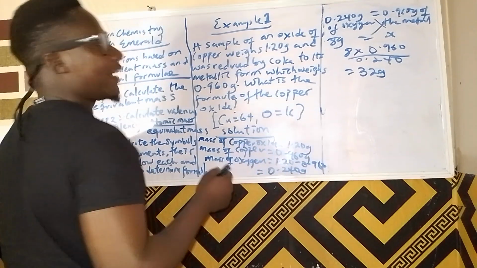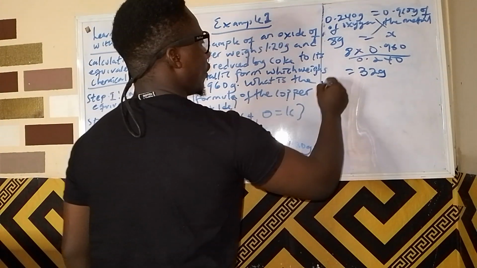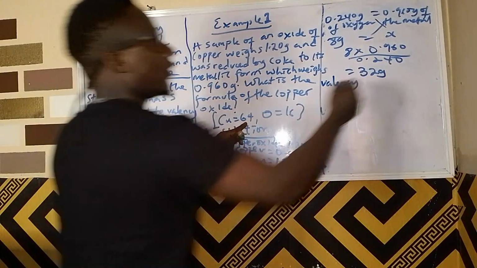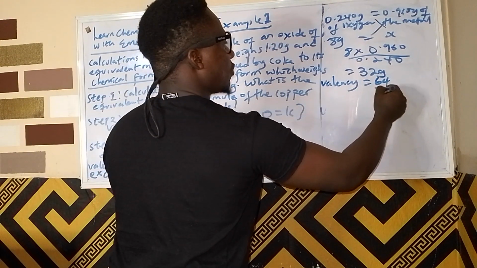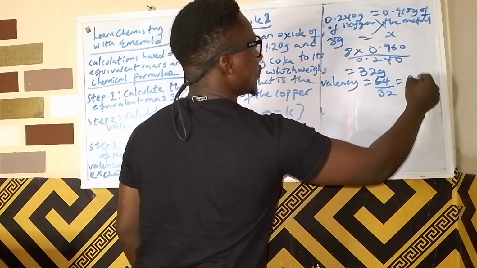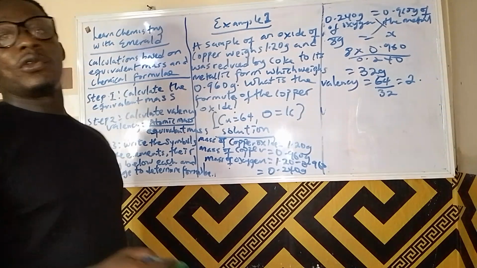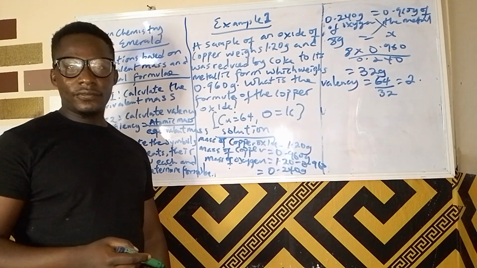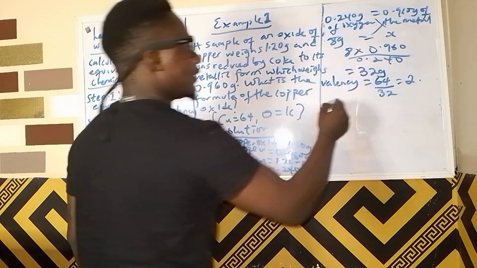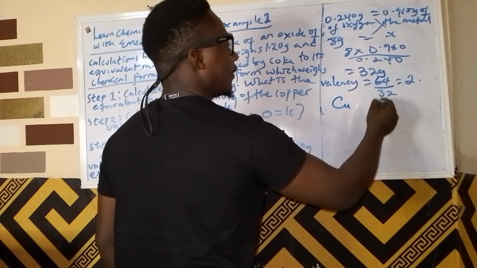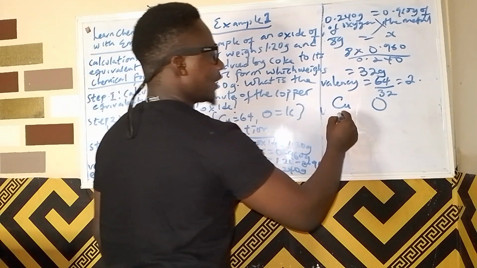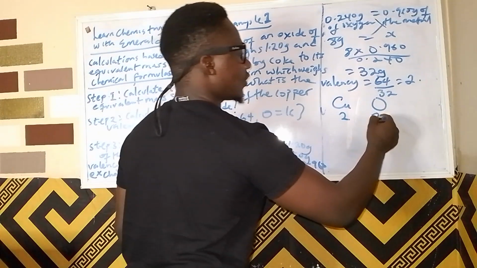Then we can find the valency of the metal as well. The valency is equal to the atomic mass of the metal, which is 64, divided by the equivalent mass, which is 32. And the valency of the metal is 2. We all know that the valency of oxygen is 2. So we can say the metal is copper and oxygen. Then you have valency 2. The valency of this one is also 2.